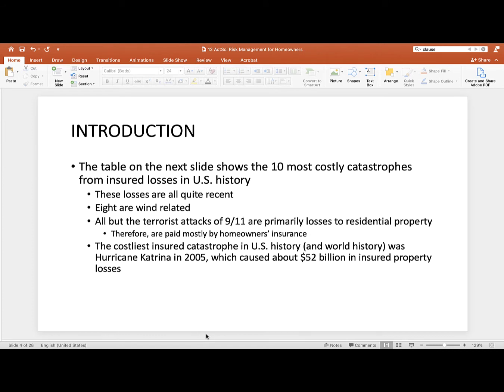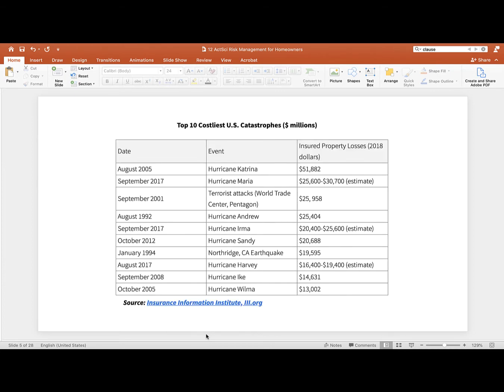So we're going to be looking at a table. In fact, why don't we look at the table, and I'll just talk about the table. The table that you're looking at shows the 10 most costly catastrophes from insured losses in US history. So these losses are all quite recent. January 1994, I guess it may seem like a long time ago for most of you, but not really that long ago. These losses are quite recent.